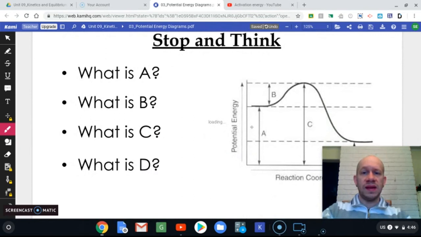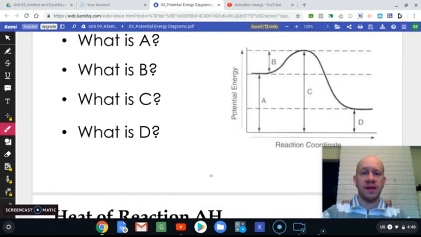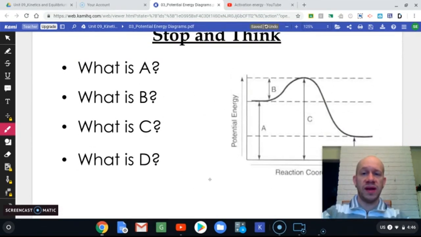So stop and think, what are these four areas on this energy diagram?